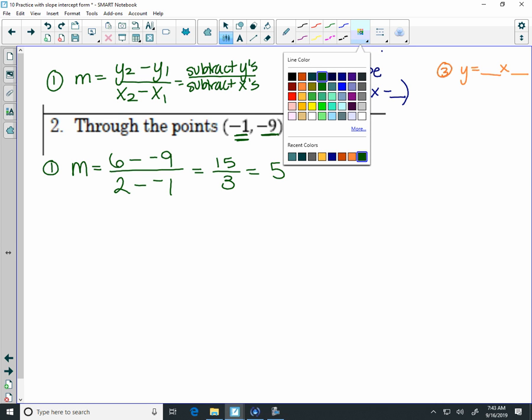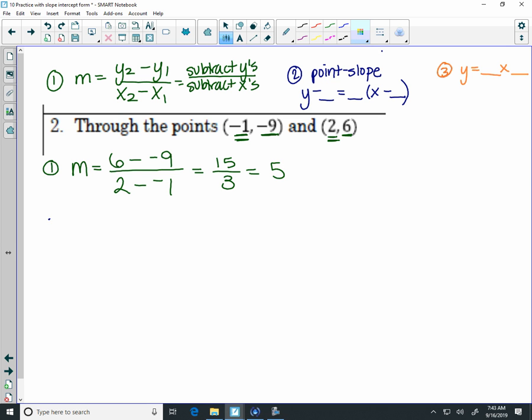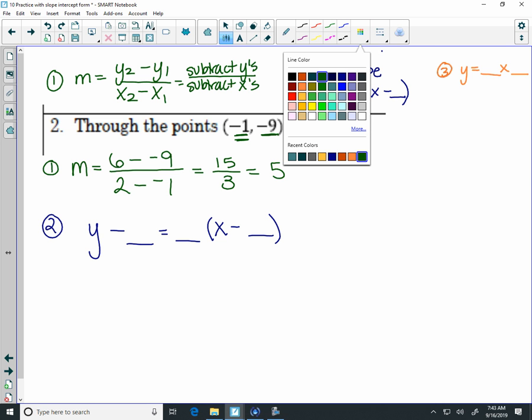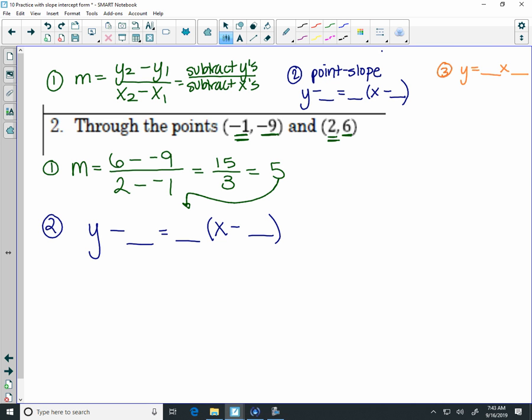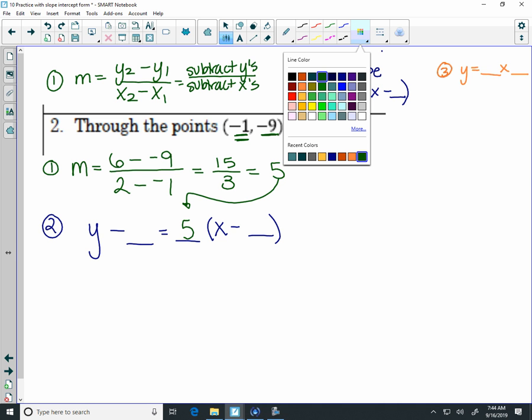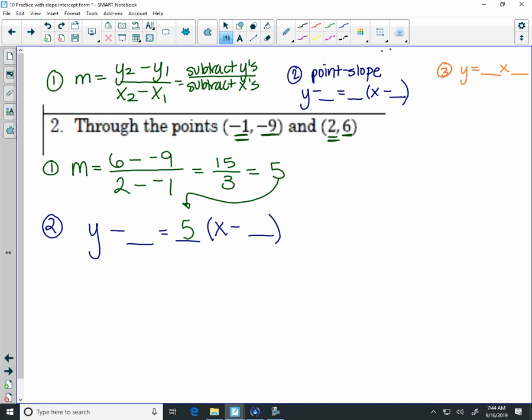So the next thing we need to do is point slope. Point slope looks like this. So our middle blank is the slope every time. Our middle blank is that slope. Whether you're given the slope or you find the slope like we just did, that middle blank is slope. Now, your other blanks, what we're going to do is pick a point and use that point.